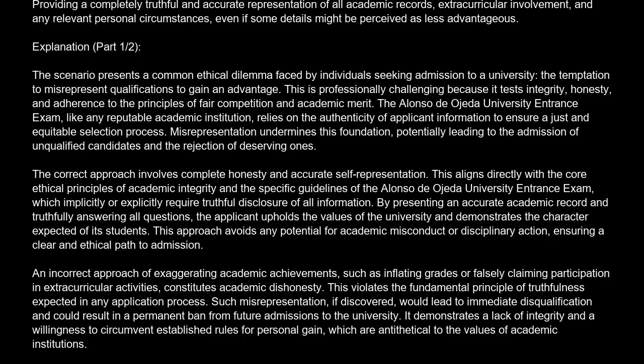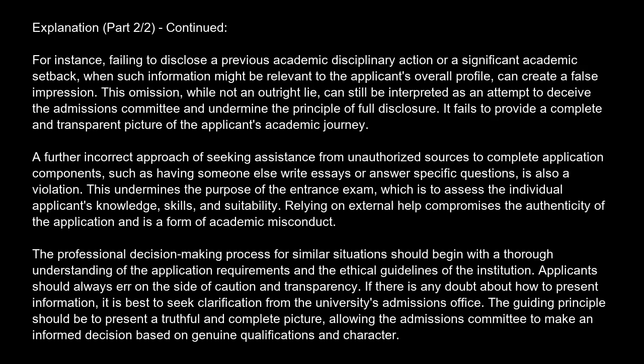Another incorrect approach of omitting relevant academic information, even if not explicitly false, can also be considered misleading. For instance, failing to disclose a previous academic disciplinary action or a significant academic setback, when such information might be relevant to the applicant's overall profile, can create a false impression. This omission, while not an outright lie, can still be interpreted as an attempt to deceive the admissions committee and undermine the principle of full disclosure. It fails to provide a complete and transparent picture of the applicant's academic journey.